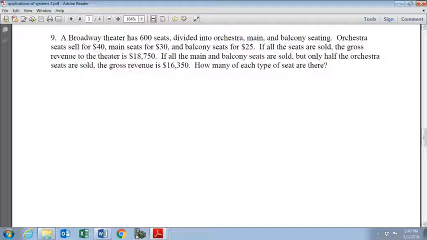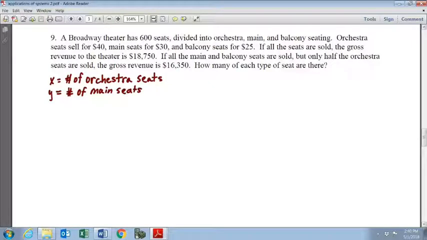So in this problem, we need to find the number of orchestra seats, the number of main seats, and the number of balcony seats. So that's going to be our variables. X is the number of orchestra seats. And we would assume those are the best seats because they're the most expensive. Y is the number of main seats. And Z is the number of balcony seats. I guess you would call those the cheap seats here.